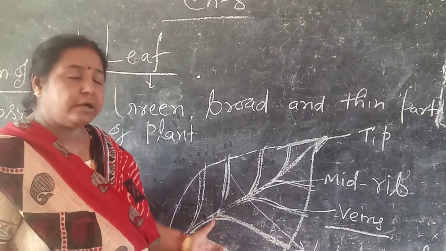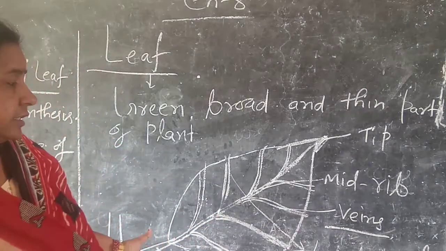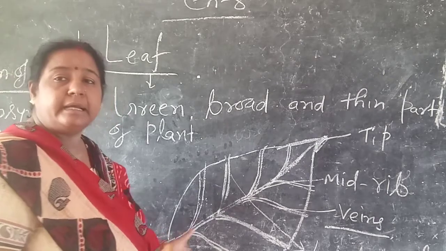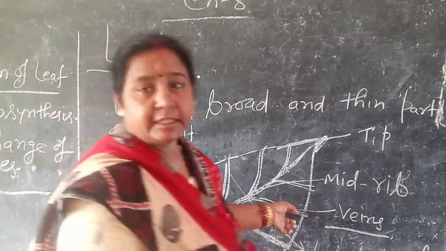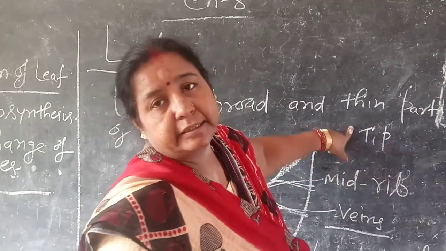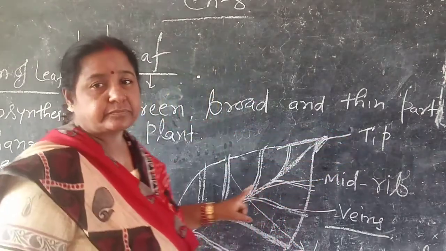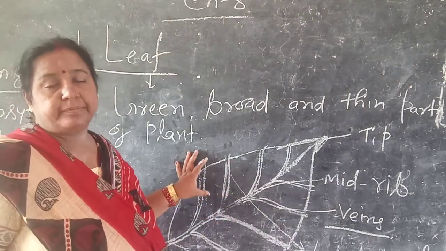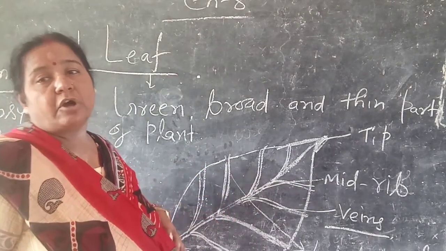Now how many parts of leaf are there? That is 5 parts: petiole, lamina, veins, midrib and tip. Understand? Now this is the structure of leaf. Now the function of leaf.